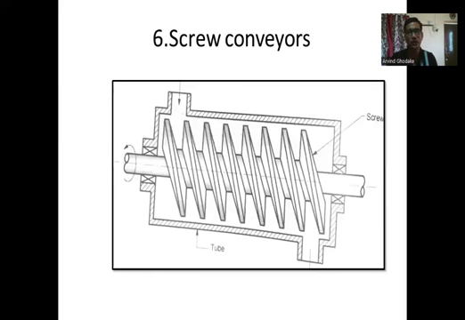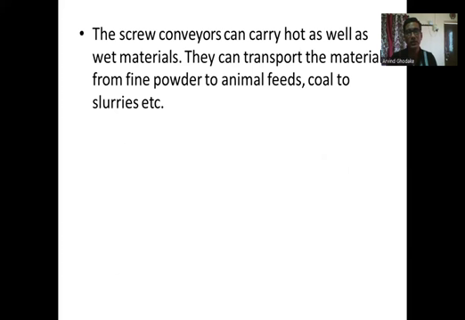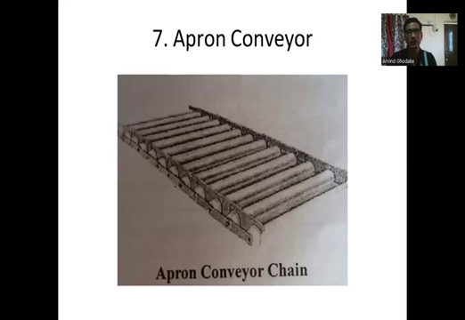Next one is a screw conveyor. You can observe one inlet and one outlet, and inside there is a screw arrangement for conveying the material. Screw conveyors can carry hot as well as wet material. They can transport material from fine powder to animal feed, coal to slurries, etc.